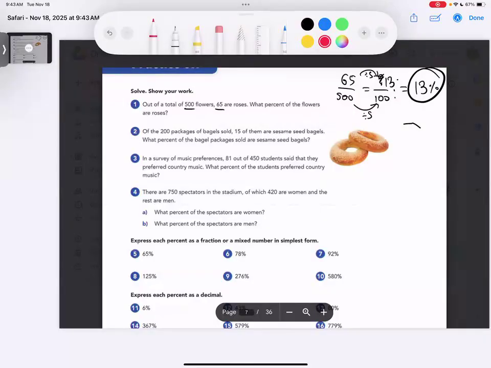I just wanted to see how you guys went, but out of 200 packages sold, 15 of them are sesame seed bagels. What percent of the bagel packages sold are sesame seed bagels? Well, there's 15 out of 200. So I want to figure out how much percent: divide by 2 and divide by 2. Now, this is going to be where things might get a little bit complicated for you, especially if you're just in the regular classes. Well, 15 divided by 2.